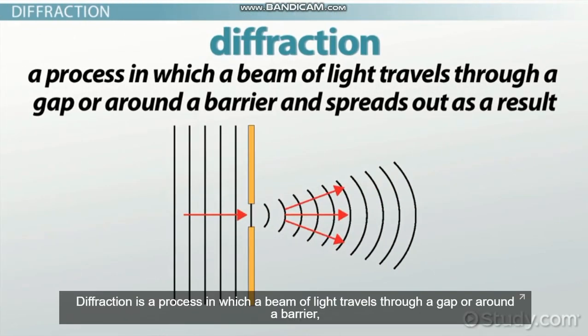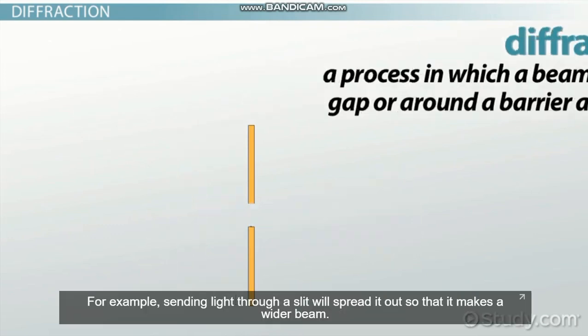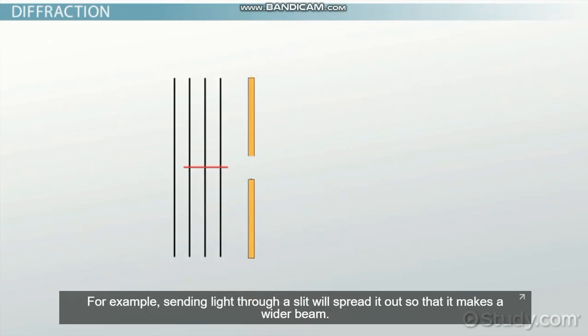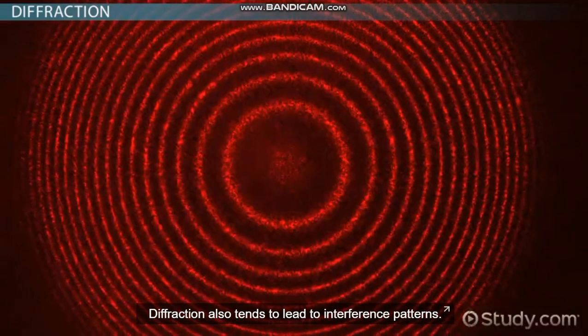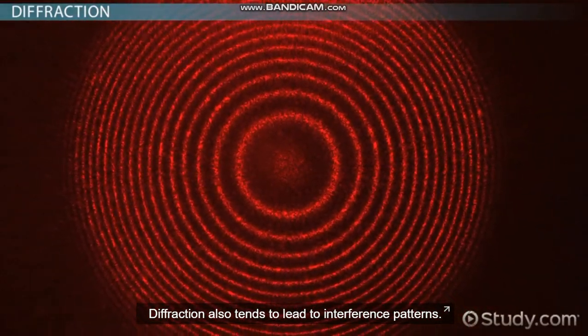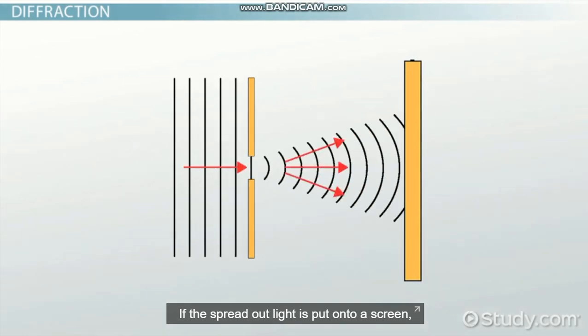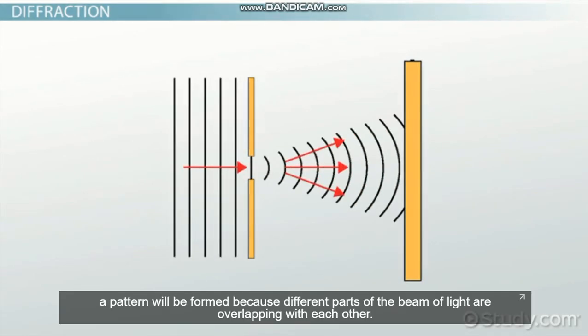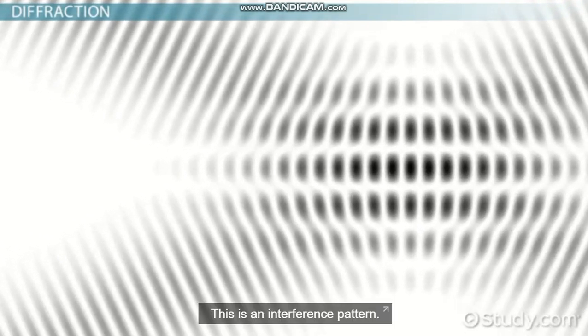Diffraction is a process in which a beam of light travels through a gap or around a barrier and spreads out as a result. For example, sending light through a slit will spread it out so that it makes a wider beam. Diffraction also tends to lead to interference patterns. If the spread out light is put onto a screen, a pattern will be formed because different parts of the beam of light are overlapping with each other. This is an interference pattern.